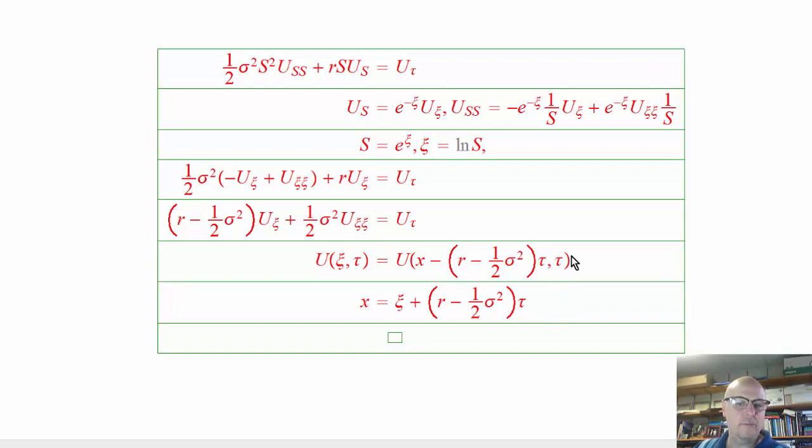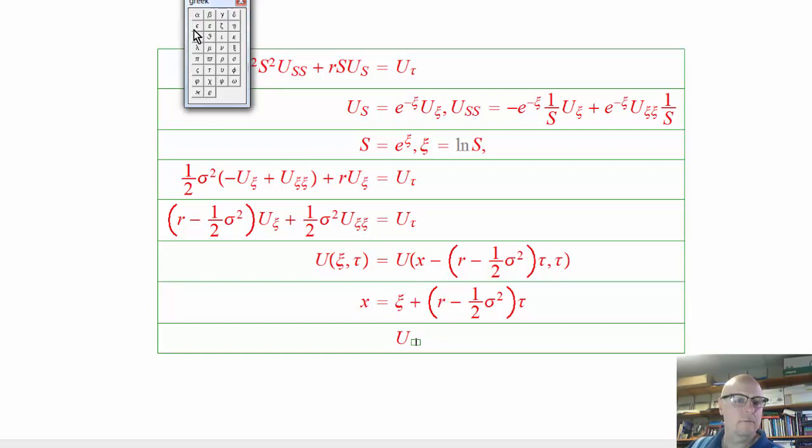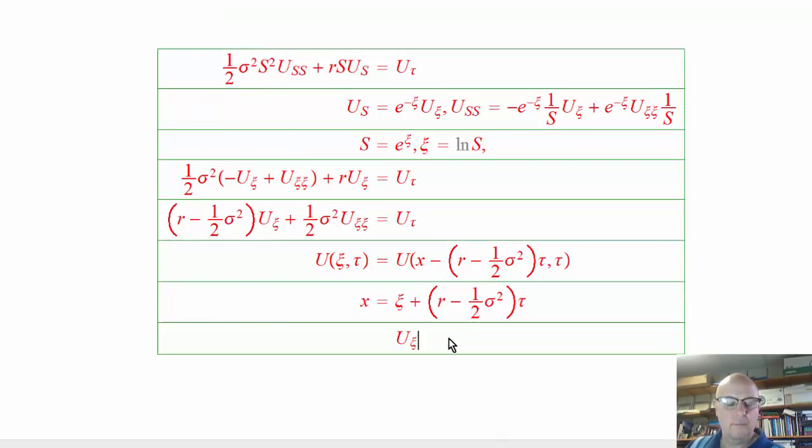So now there's a tau in the first argument and in the second argument. When I differentiate this with respect to x, I get the derivative with respect to the first argument times the derivative of the first argument with respect to x. And dx of this thing is just 1. So differentiating with respect to x is the same thing as differentiating with respect to squiggle. That means differentiating with respect to squiggle twice is the same thing as differentiating with respect to x twice. So the x and the squiggle are a straight swap.